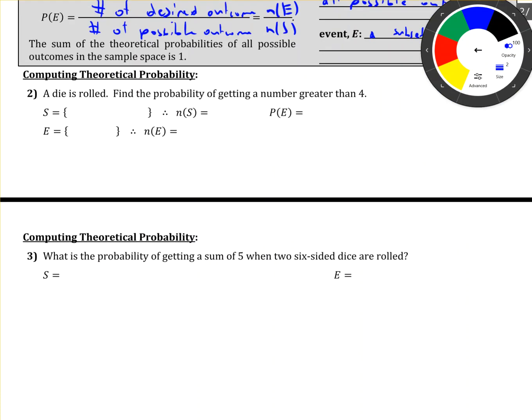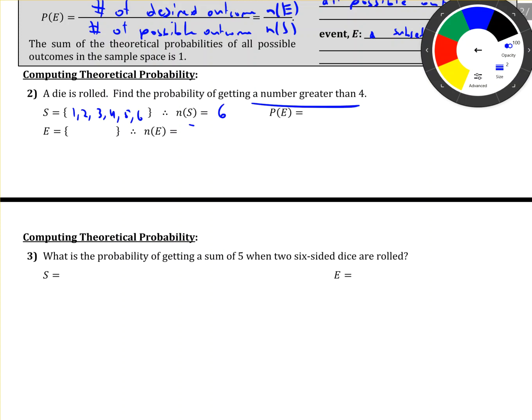So here's another example. A die is rolled, find the probability of getting a number greater than 4. So the sample space is we could get a 1, a 2, a 3, a 4, a 5, or a 6. So n of S, that's just the number of outcomes we could possibly have. That's 6. For the probability of this event happening, we could have a 4, 5, or 6, so that's 3.